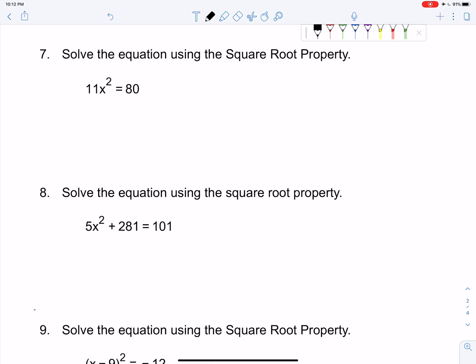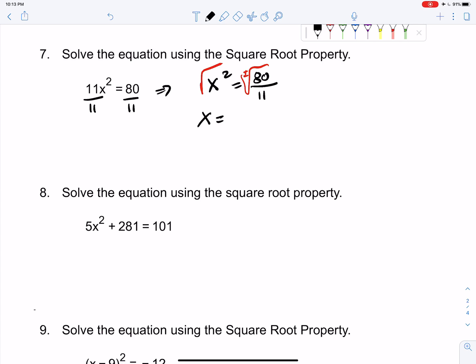Let's see, number 7. Number 7, we're dividing both sides by 11. When we do that, we get x squared equals, and now this is not as nice, right? 80 over 11, and I don't see any common factors that will reduce. So then we just go ahead and take our square root of both sides. Don't forget plus or minus. And how's that going to simplify down? Well, there's a couple different ways of doing it. Here's how I'm going to do it.